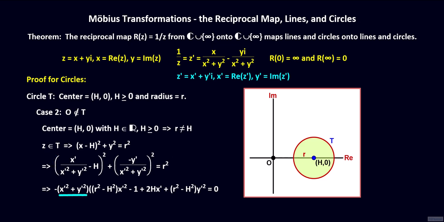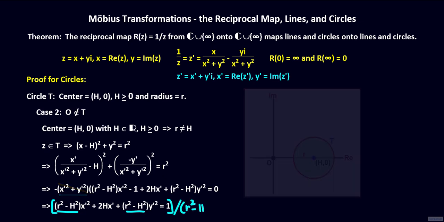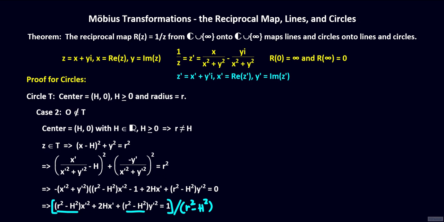x prime squared plus y prime squared is never 0 since z prime is 0 only if z is infinity, which can't happen on circle T, so we can divide by x prime squared plus y prime squared and rearrange the terms in the equation to get this next equation. r squared minus big H squared is non-zero since r is not equal to big H, and so we divide by r squared minus big H squared to get this next equation.